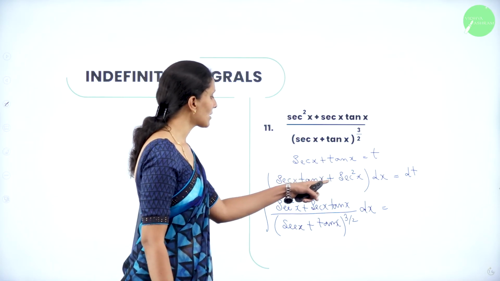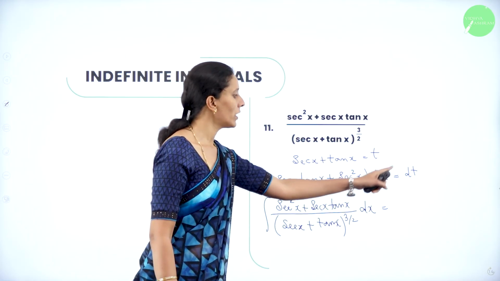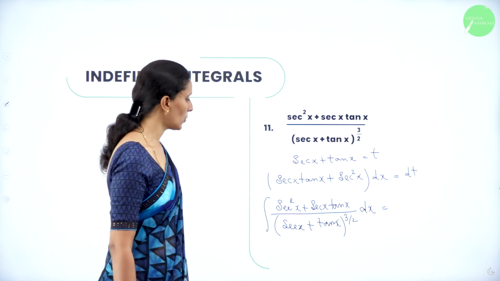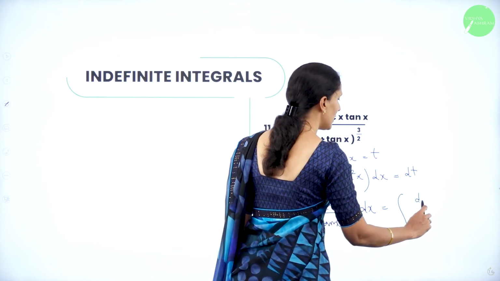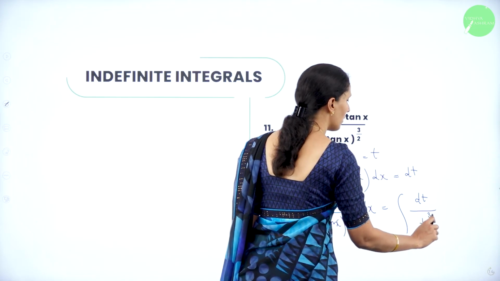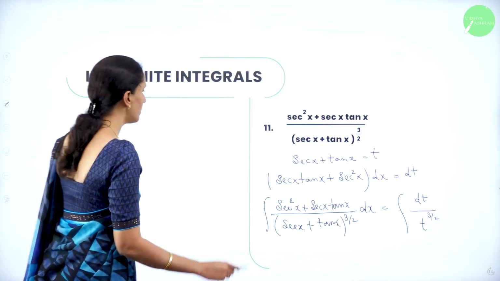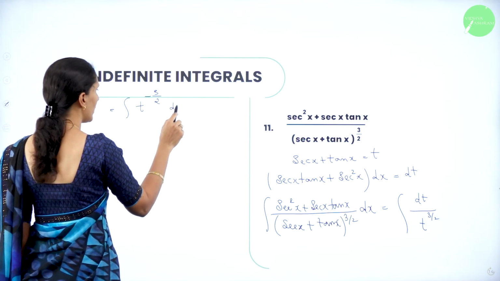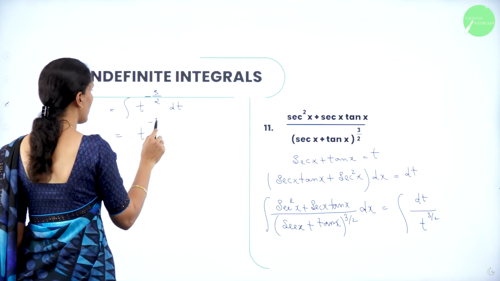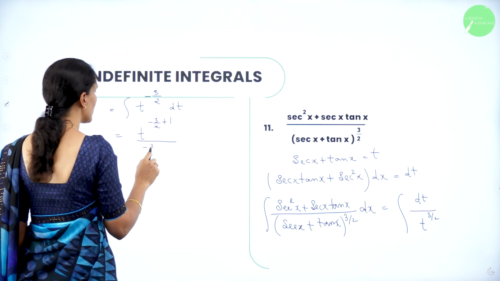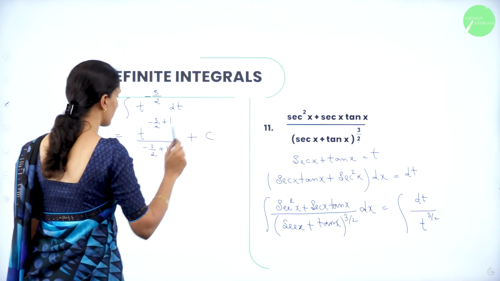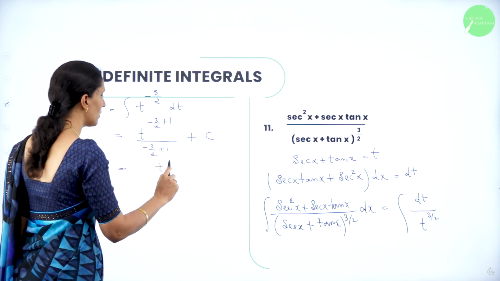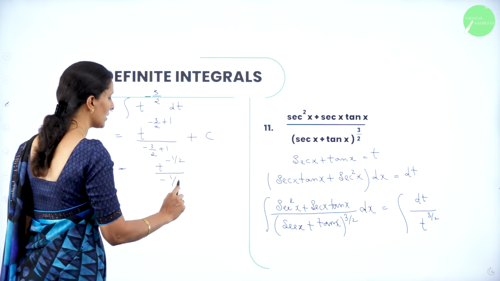Now secant square x plus secant x tan x into dx can be replaced as dt, and secant x plus tan x is t to the power 3 by 2. So the value becomes dt divided by t to the power 3 by 2, which is t to the power minus 3 by 2 into dt. That becomes t to the power minus 3 by 2 plus 1, divided by minus 3 by 2 plus 1, plus c. Minus 3 by 2 plus 1 means minus half. So it is t to the power minus half divided by minus half plus c.